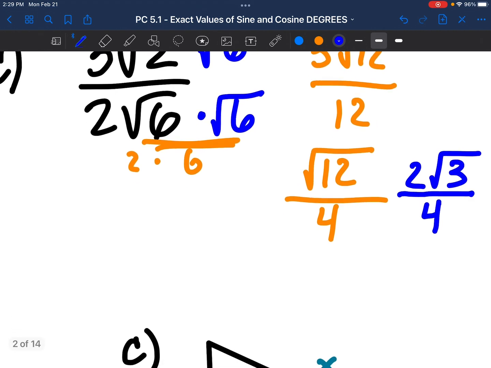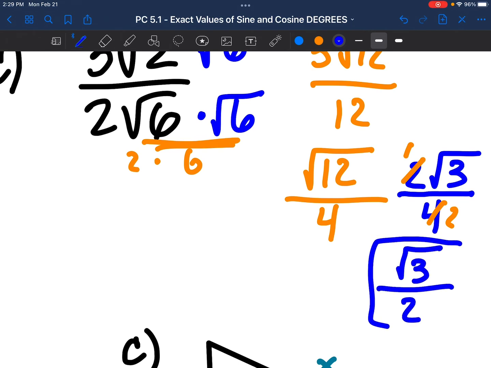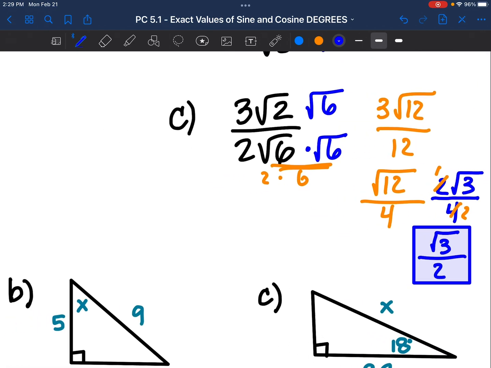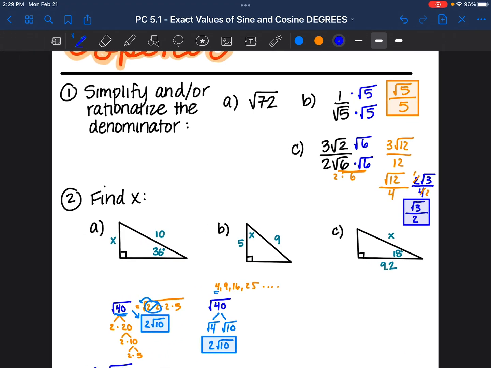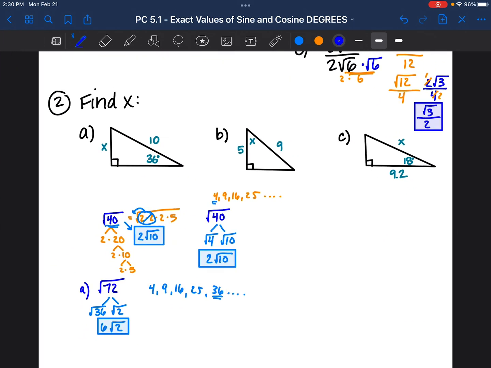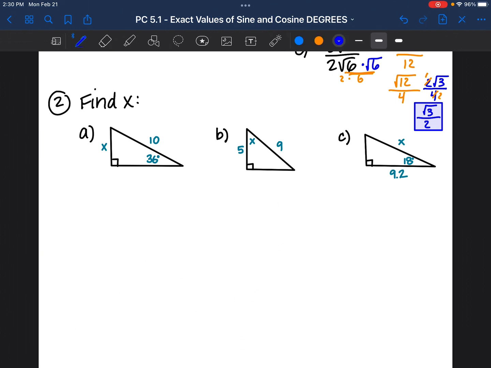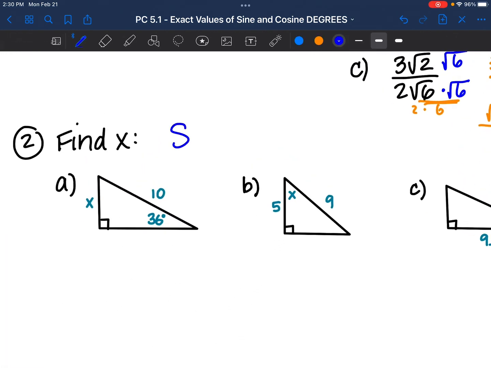And once again, I see a 2 over 4 here, which is just 1/2. So the simplified form would be √3/2. Now that one had a lot of steps. There were different ways to go about it. In the end, you should still have that same answer. So I hope that refreshed your memory on simplifying radicals. If not, we'll be going over them daily. Let's go over SOHCAHTOA and see if you remember that a little more.